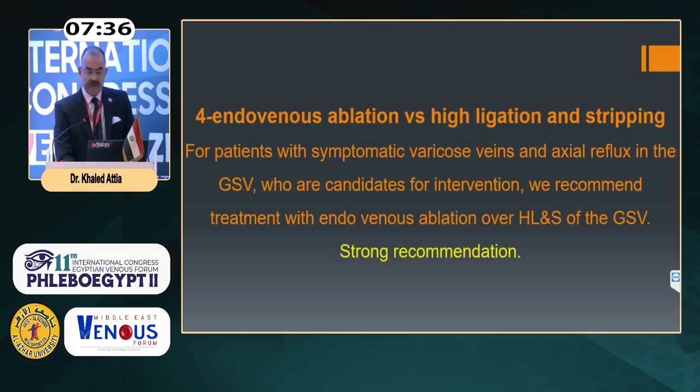Endovenous ablation versus high ligation and stripping. For patients with symptomatic varicose veins and axial reflux in the great saphenous vein who are candidates for intervention, we recommend treatment with endovenous ablation over high ligation and stripping of the great saphenous vein. This is a strong recommendation.